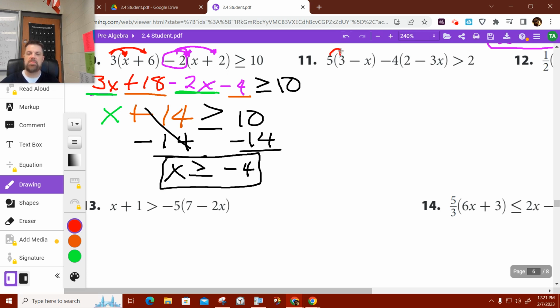Distribute. That means I'm going to multiply this times this. Back to you. What's 5 times 3? Next person on the list. What's 5 times negative x? Yeah, there you go. See? You guys are smart. All right. Now remember, we're multiplying this by this. So what is negative 4 times 2? Negative 8.